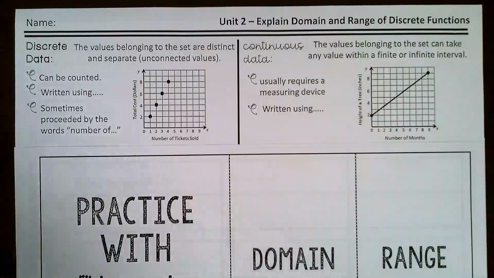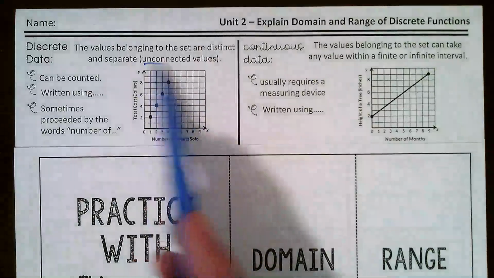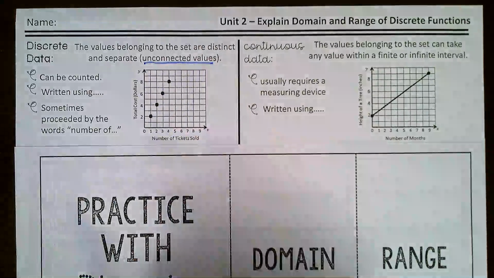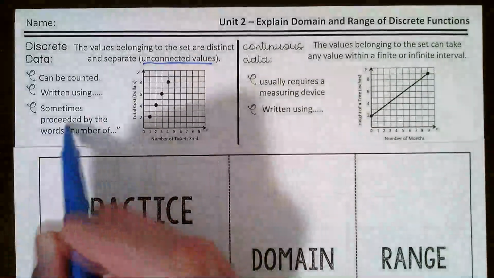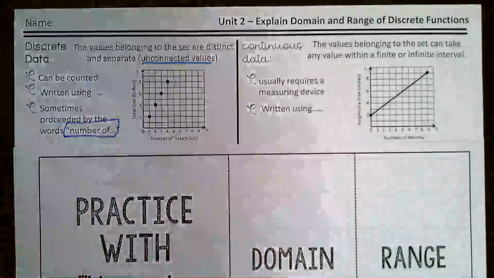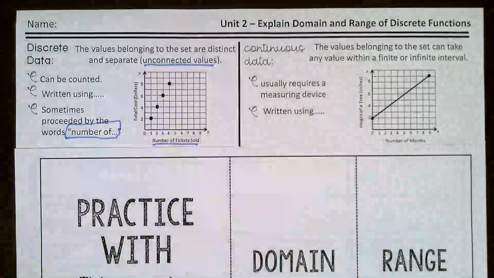Okay, so today we're looking at the domain and range of discrete functions. Remember, discrete data is values that belong to a set of distinct and separate and unconnected values. They can be counted, often preceded by the phrase number of, so like number of tickets sold or number of customers.